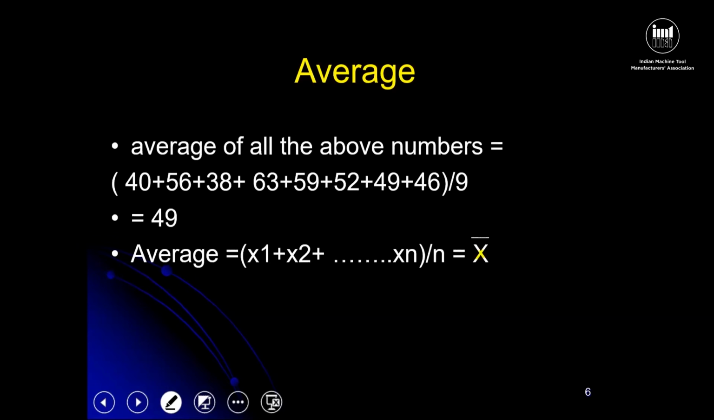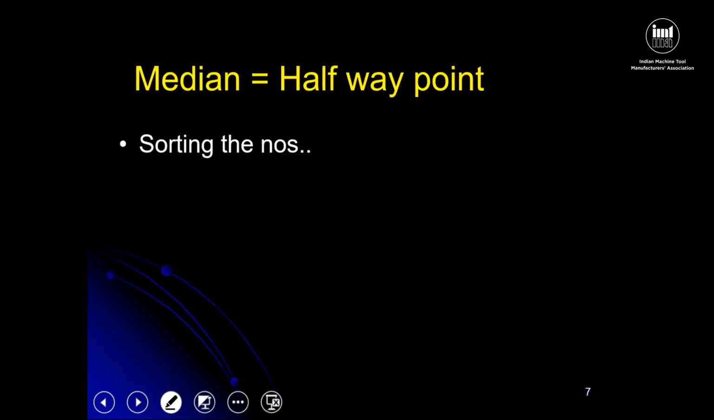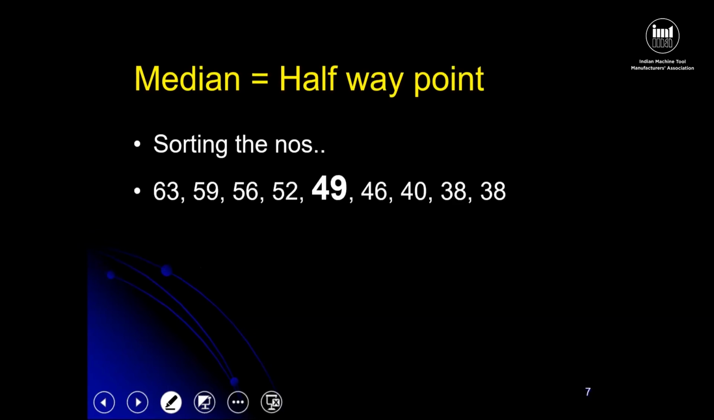The next thing I can see is how the scores are distributed. For that, we can sort the numbers in ascending or descending order. And we find that, interestingly, this 49 is also right in the middle, because we have taken 9 numbers and we've got this as the 5th number. So in this example, the average, or the mean as we also call it, and the median, or the middle point of these numbers, are the same. So this is our median.